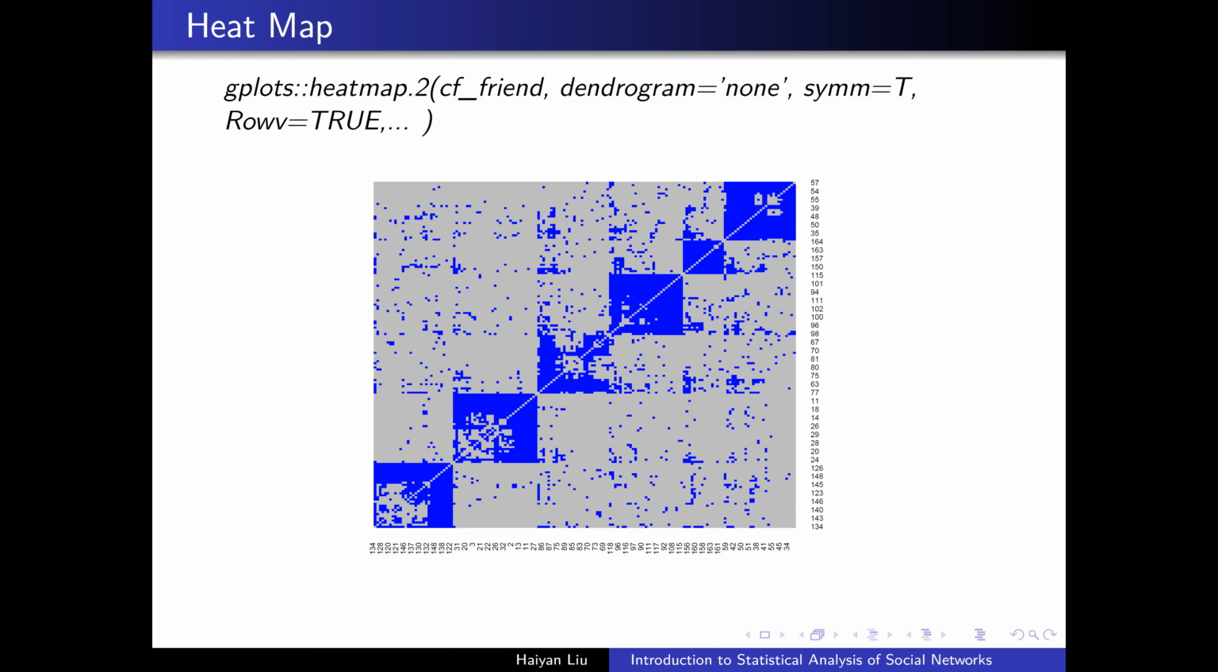Now, how can we obtain this plot? We can use the heatmap function in the R package sna. And then we load the adjacency matrix, which in my dataset I call CF friend.